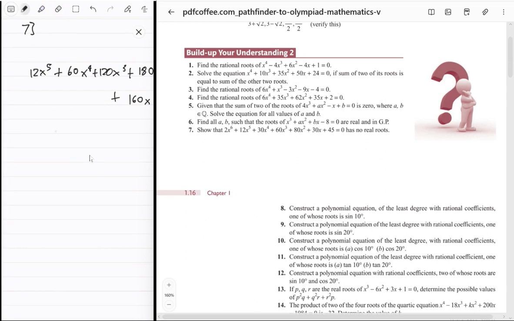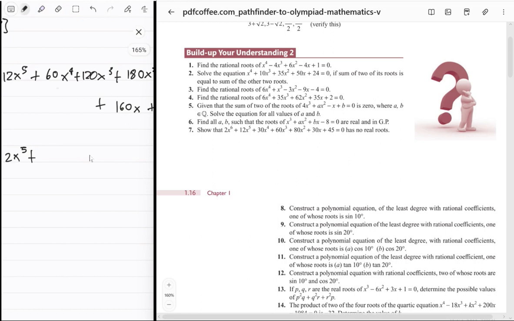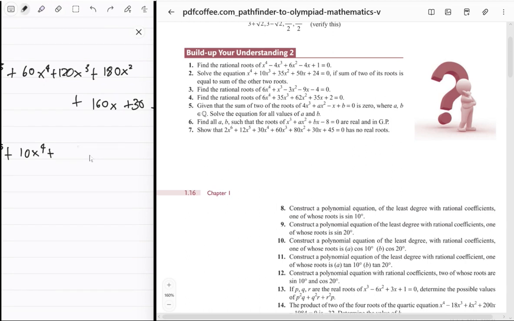So you can start reducing. 2x^5 plus, and then plus, what about this one? 10x^4 plus. But all the minimum values should be more than 0, right? So you actually have to figure out all of these values, the roots that you will get. That's so much work, but yeah, keep on going. Hopefully something nice will happen.